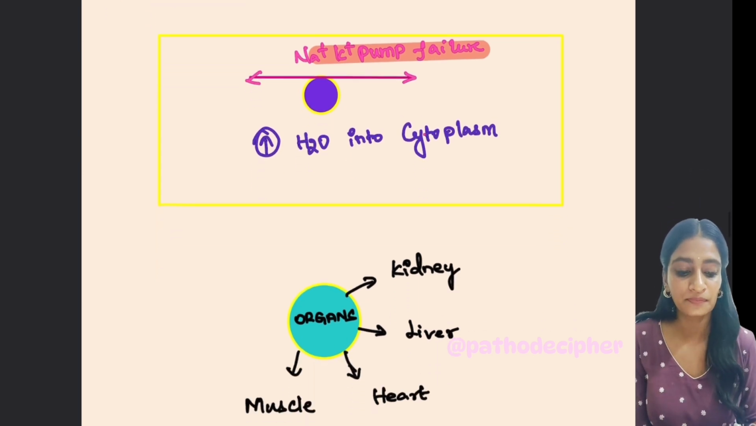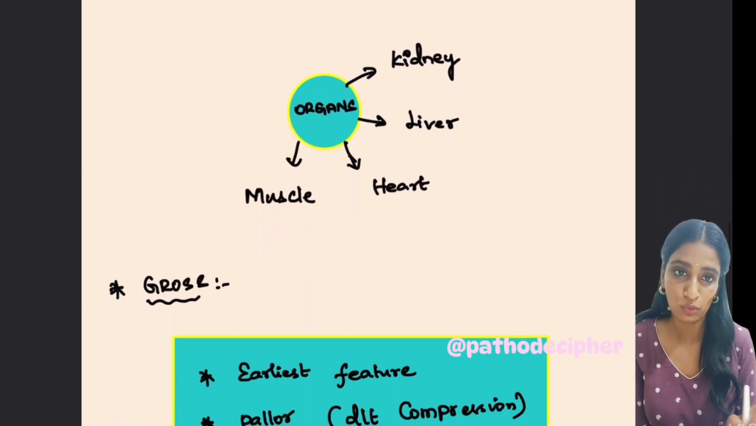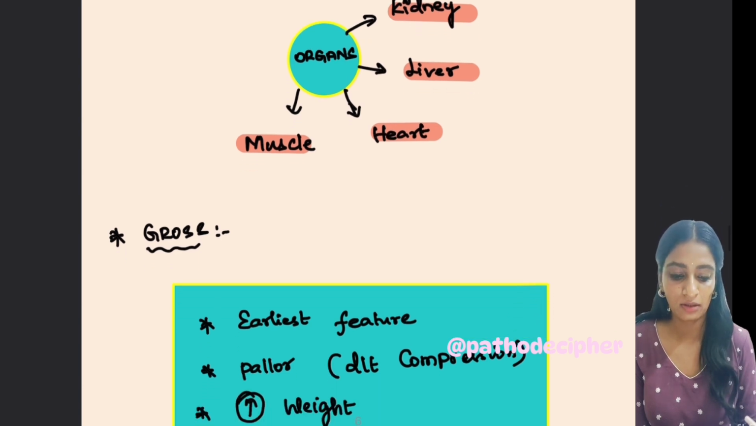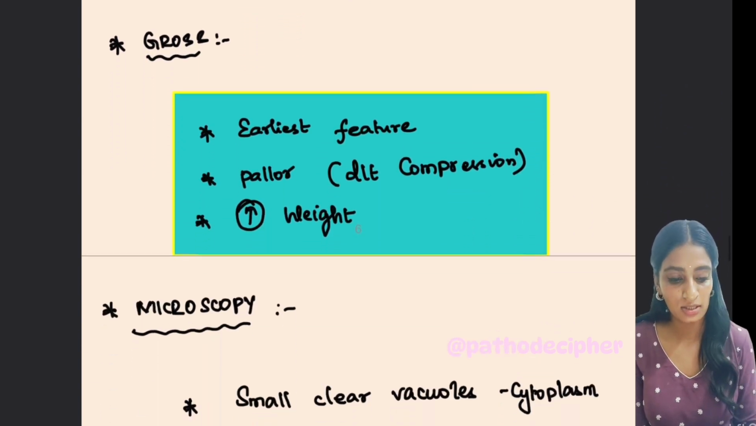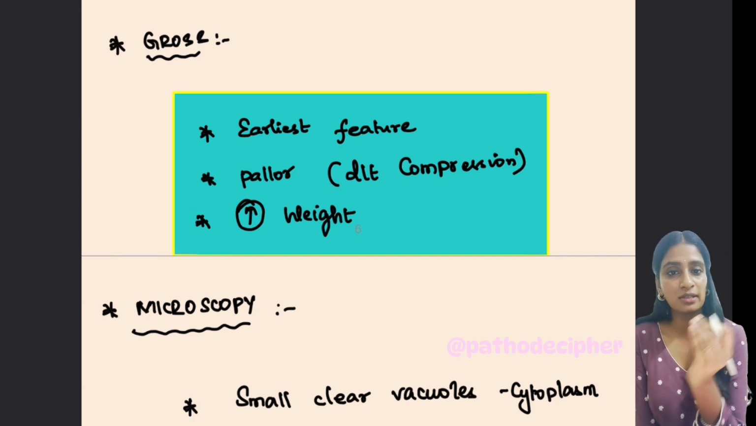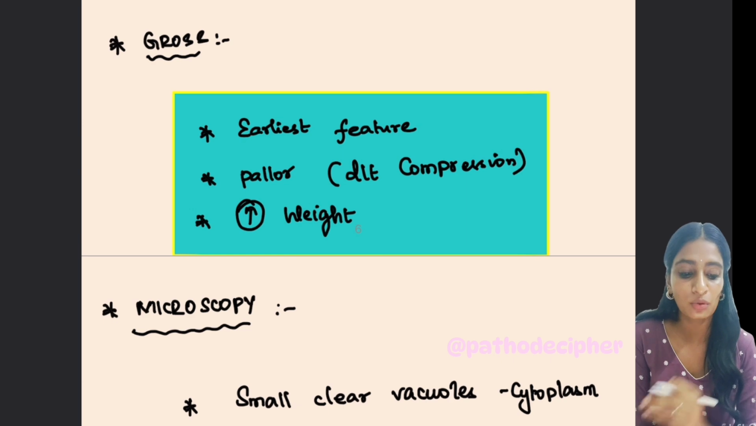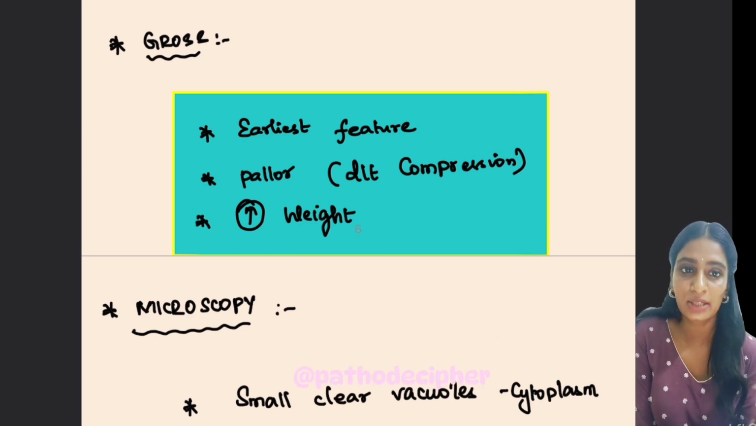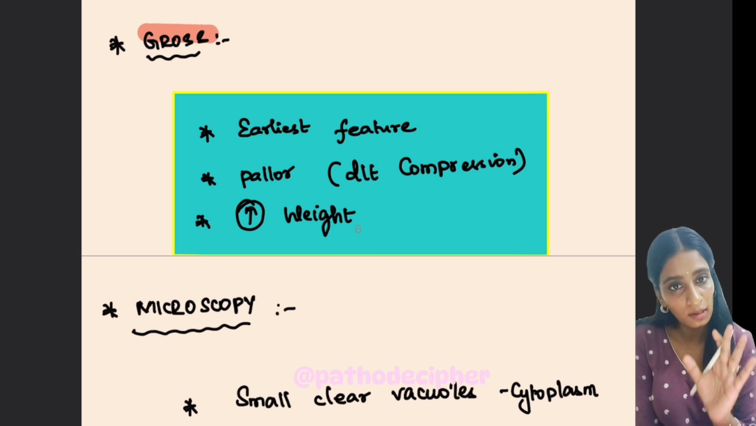We'll discuss it further. So what are the major organs involved in cellular swelling? Kidney, liver, heart and muscle. Coming to gross changes, cellular swelling is the earliest feature, I would say. It will undergo pallor. We discussed already, the cellular water content will be raised, so there will be an increase in weight and it will compress your blood vessels. It will give a pale looking color to your organ.